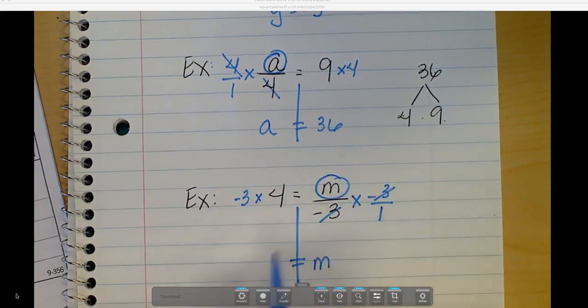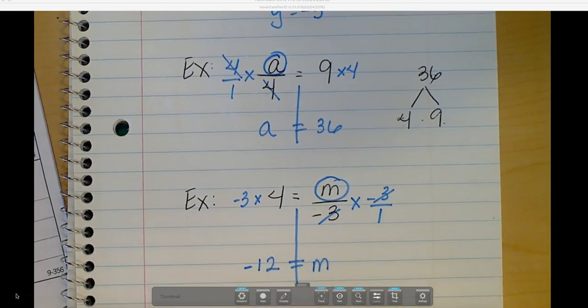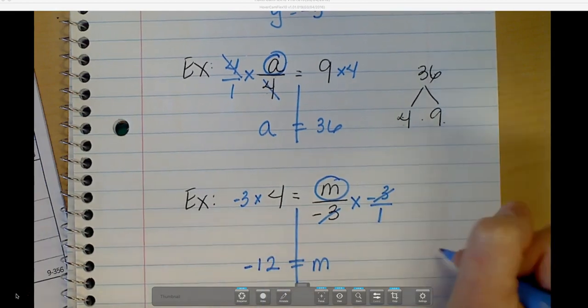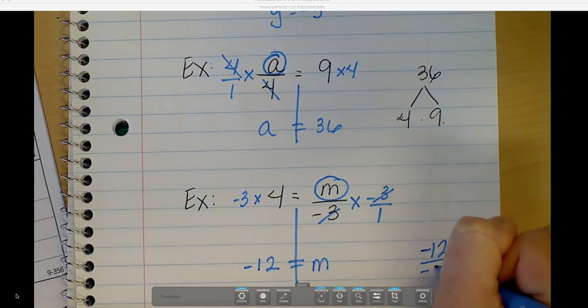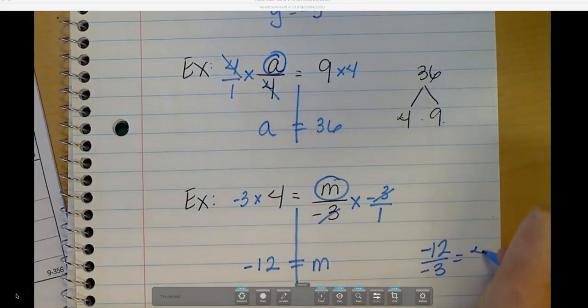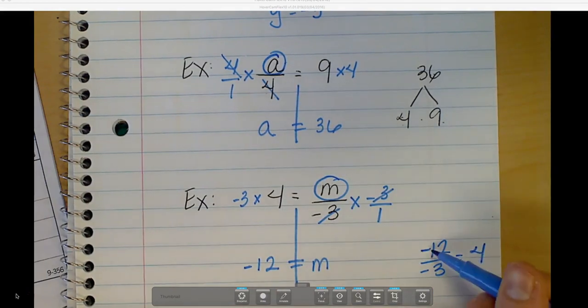Then I have 4 times negative 3. I don't have double negatives, so the negative doesn't go away. I end up with negative 12. Let's see. If I said negative 12 divided by negative 3 has to be positive 4, is that true? 12 divided by 3 is 4. Negative divided by negative is a positive 4.